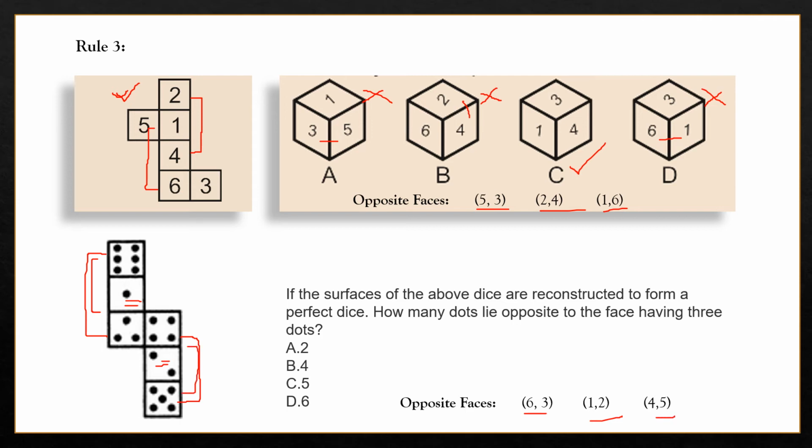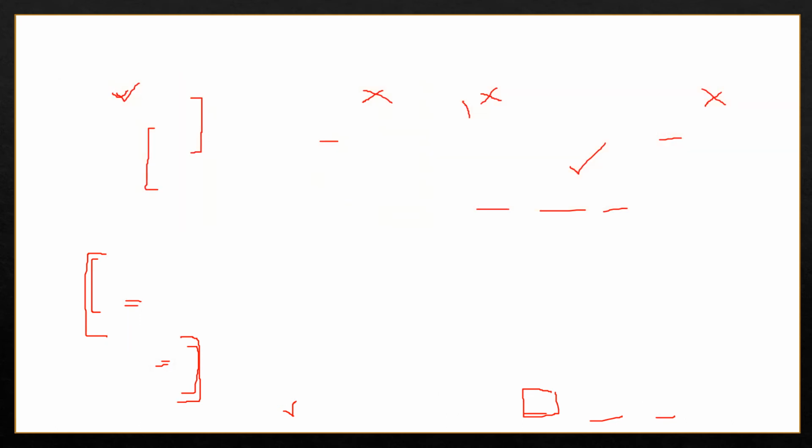opposite to each other. Now the question asks, if the surfaces of the above dice are reconstructed to form a perfect dice, then how many dots lie opposite to the face of the 3 dots? So the face of the 3 dots, we know it is 6, so the answer will be D, which is 6. I hope you understood this rule. So let's move on to the last rule. I'll quickly erase this.